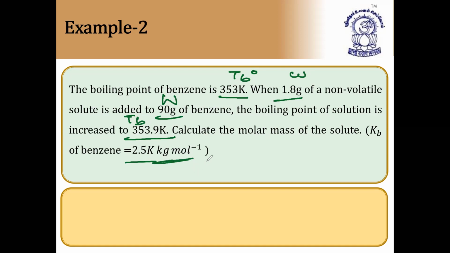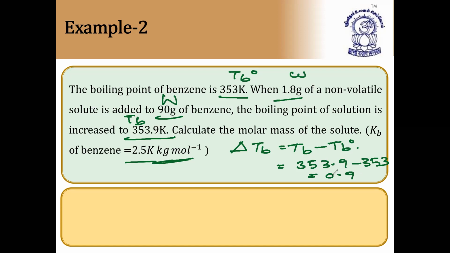So straight away, you can apply the formula. First, we'll take up delta TB. Delta TB, that is the elevation in boiling point, is equal to TB minus TB naught, which is equal to 353.9 minus 353 kelvins. So it is nothing but 0.9 kelvins.